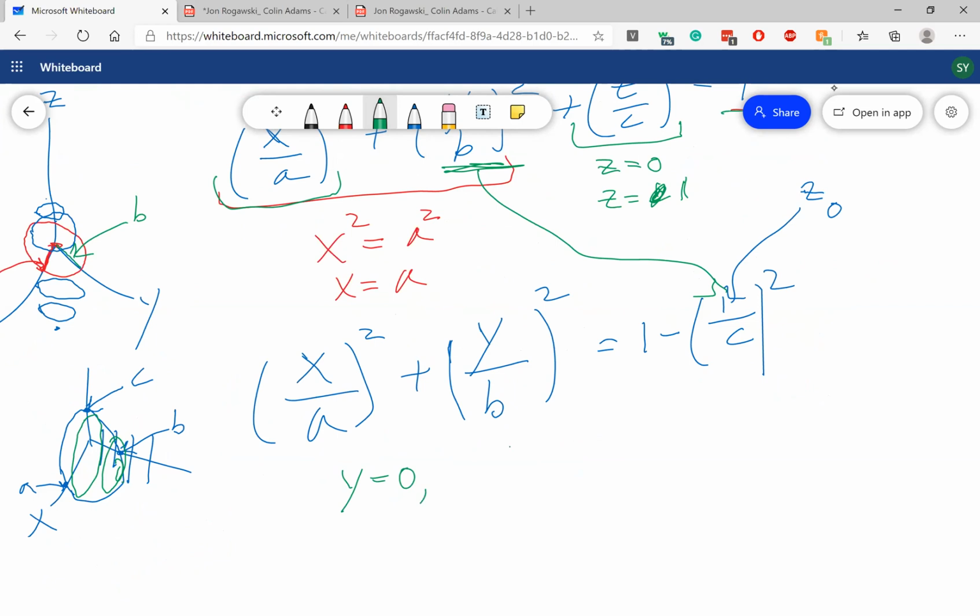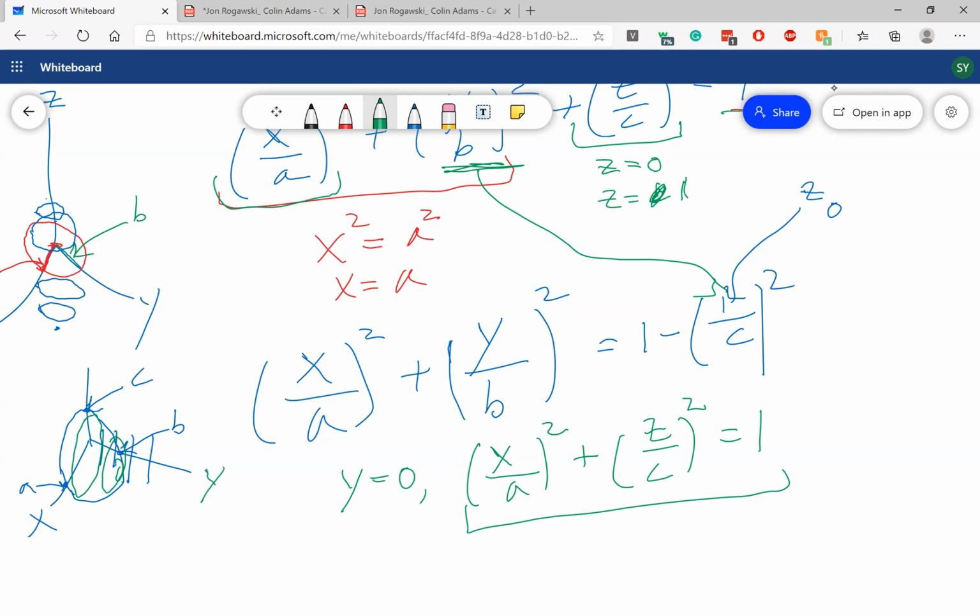Then our equation becomes x over a squared plus z over c squared is equal to 1. So what is this? In the xz plane, so that's when y is 0, we get an ellipse. So that gives you an ellipse, like that. Did that explain it?